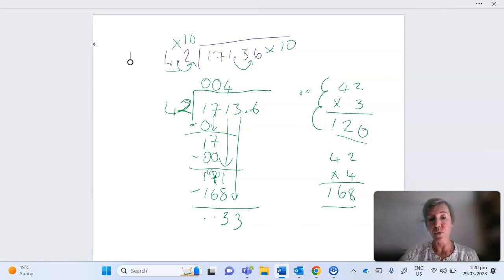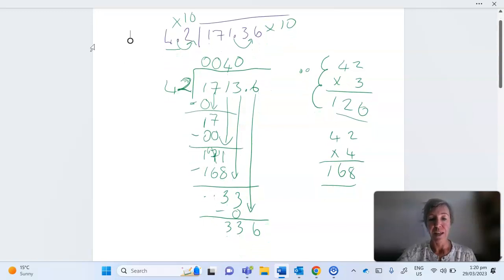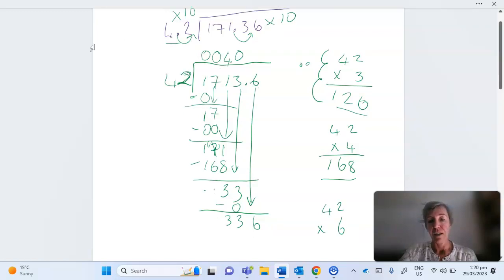33 divided by 42, I can't do. And 0 times 42 is 0. And when I minus that, I'm still having my 33. And I'm going to take down a 6 over there. Okay. I am going to try 42 times 6 and see.